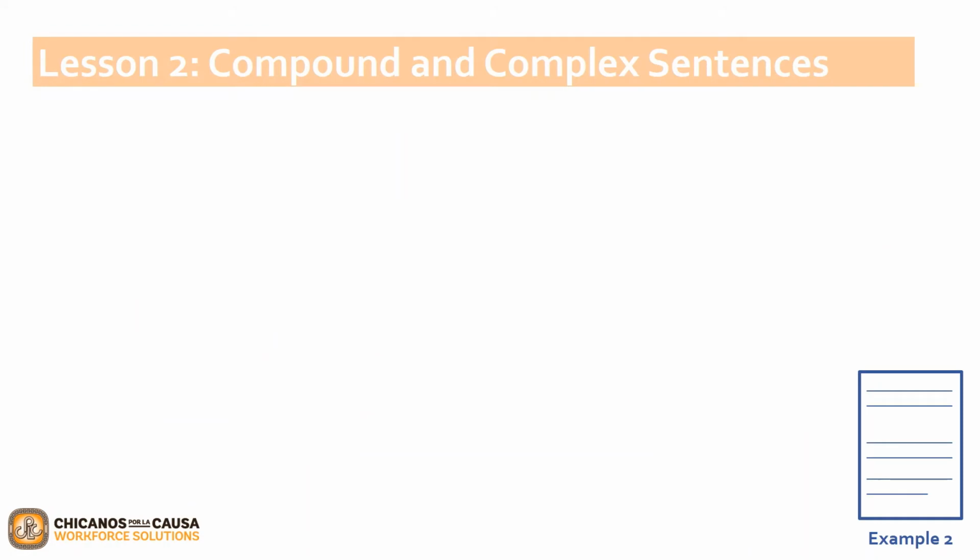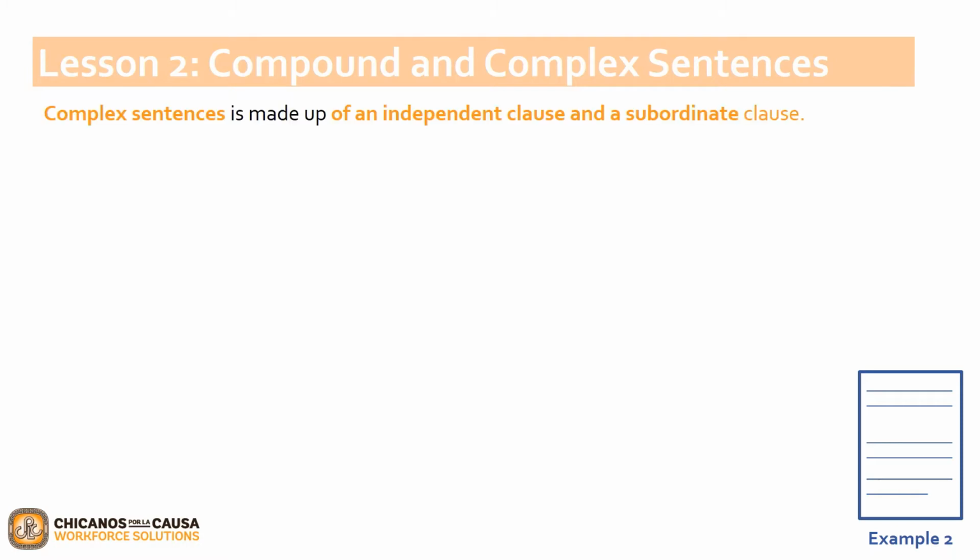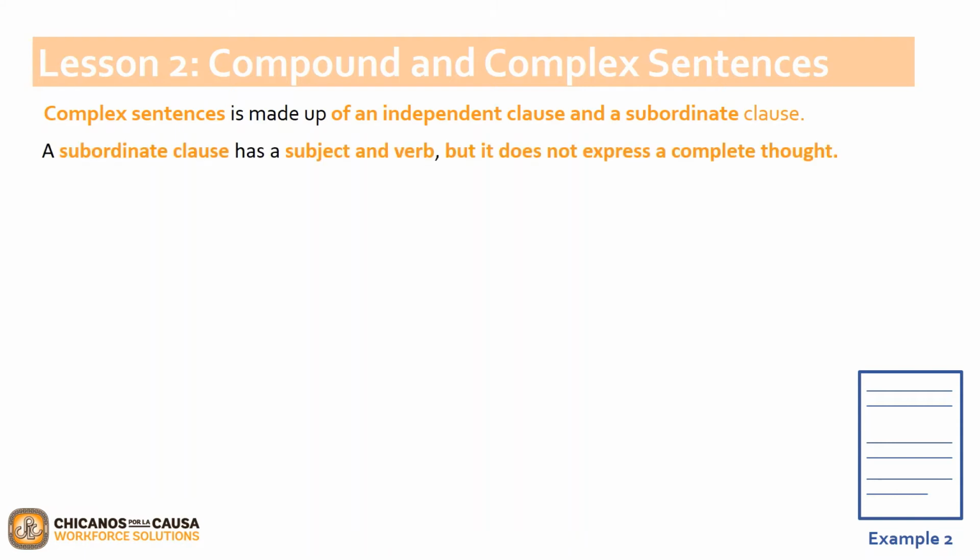Now that we've finished learning about compound sentences, let's move along to complex sentences. A complex sentence is made up of an independent clause and a subordinate clause. A subordinate clause has a subject and verb, but it does not express a complete thought. The following examples that we'll be reviewing are of one that's a subordinate clause and another that's a complex sentence. Let's review them below.